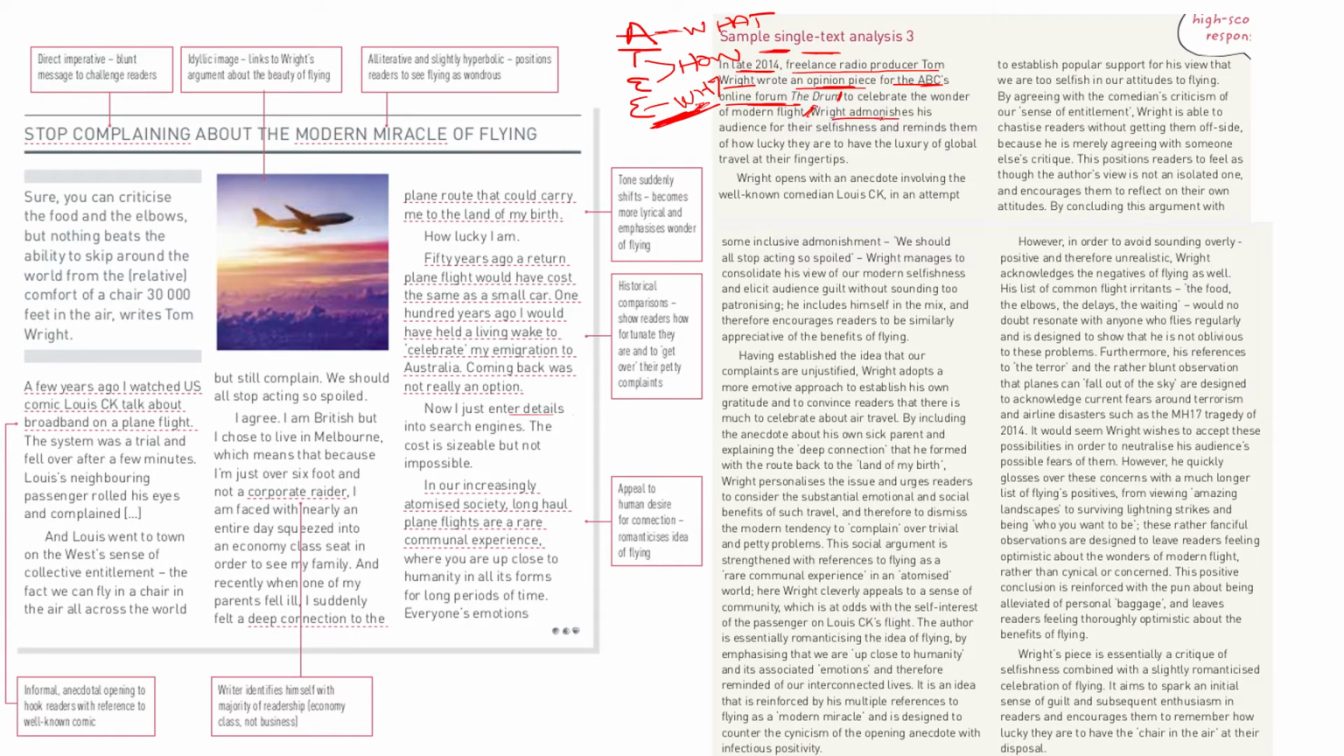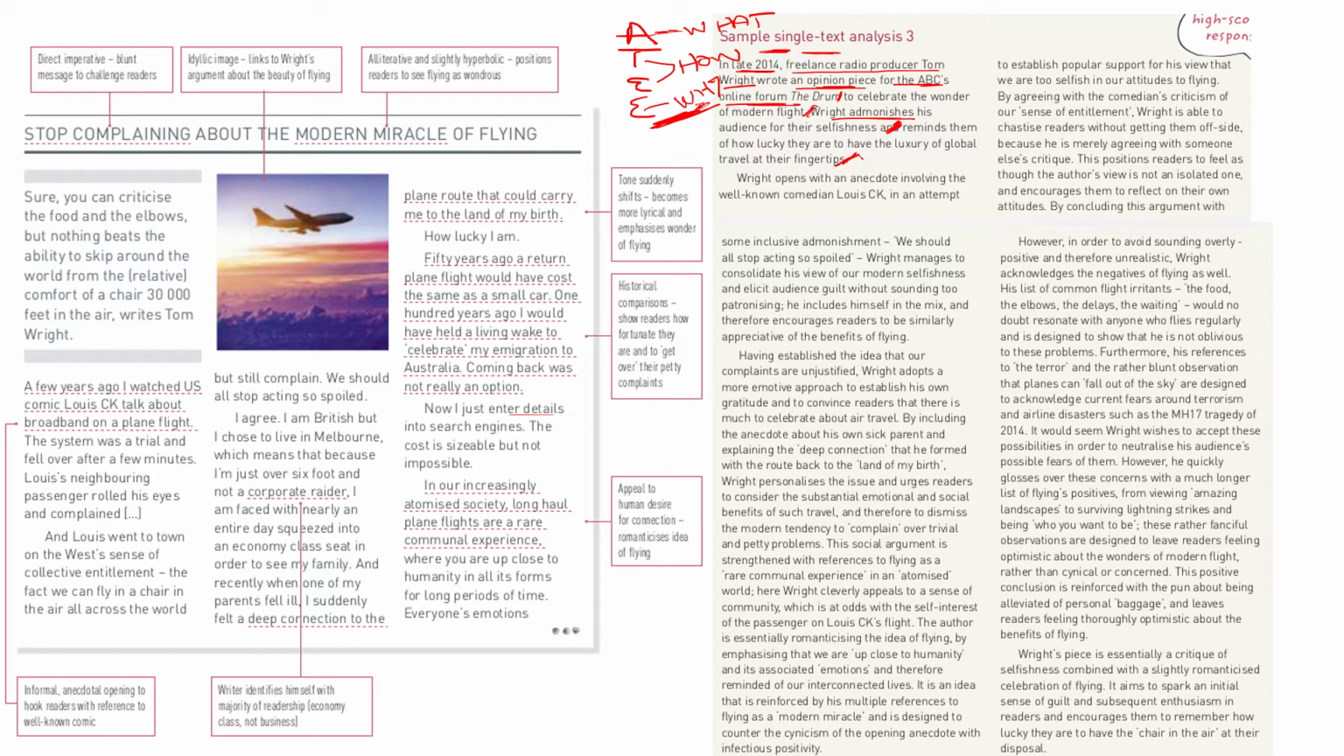Wright admonishes, or talks down to, or reprimands, tells off, that kind of thing. Wright admonishes his audience for their selfishness and reminds them of how lucky they are to have the luxury of global travel at their fingertips. So really, that is the contention here. We talked in class about contentions being either physical things, so you want your audience to go and vote in a particular way, or go clean up the streets, or go wear this particular clothing brand, or whatever it is, so some kind of physical action. Or it can be a mental action, or it could be a combination. But in this case, it's really a mental action.